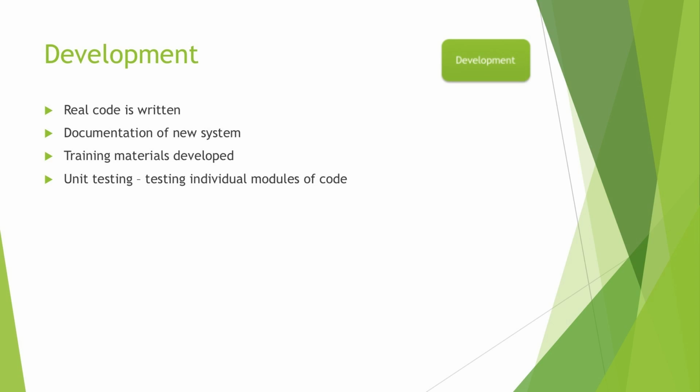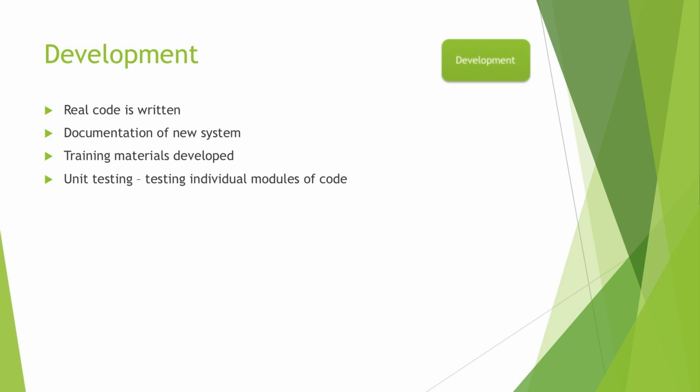Once you've done your system design and it's been approved, you can move into the development phase. So in application development, this is where your actual code is written. The system is documented as well, and in this phase, any training materials are developed.